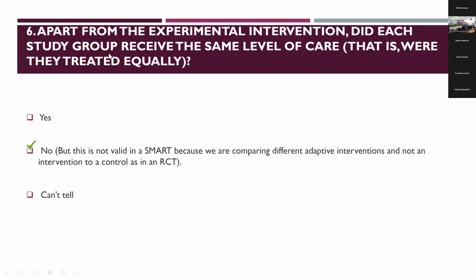Apart from the experimental intervention, did each study group receive the same level of care? In a SMART, this concept doesn't actually exist because you are comparing different interventions. Your aim is to compare different interventions, so you're not looking at whether everybody got the same treatment.